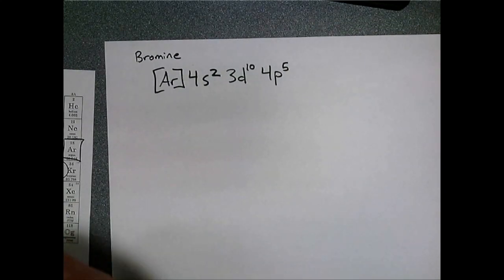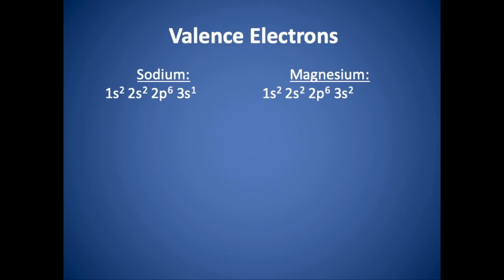A lot shorter. The last thing I want to teach you today is something called valence electrons. Valence electrons are the electrons on the outermost energy level of the atom. So for sodium, they would be everything in the 3 energy level. Sodium has 1 valence electron, 3s1. Magnesium's valence electrons are also in the 3 energy level, whatever the outermost energy level is: 3s2.